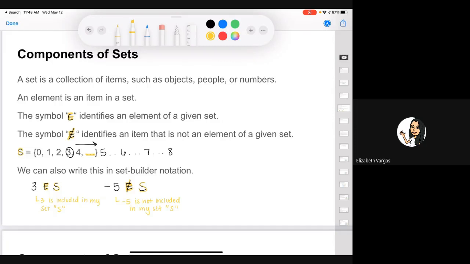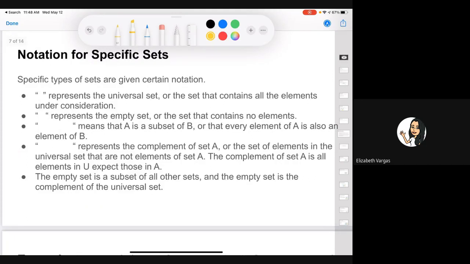Okay, questions about this symbol? Questions, concerns? No? Okay. So now we're going to look at other symbols. Again, today's just trying to identify these different symbols and how they relate to different sets and different elements.